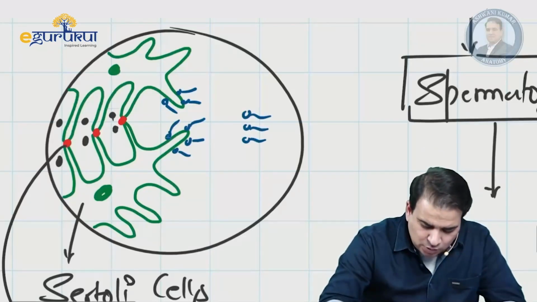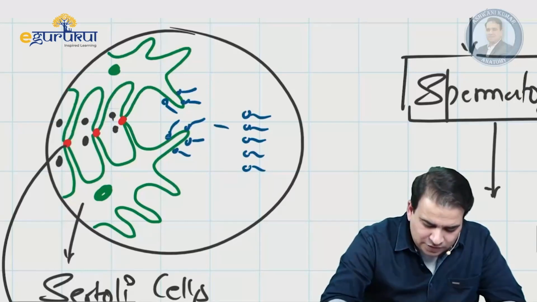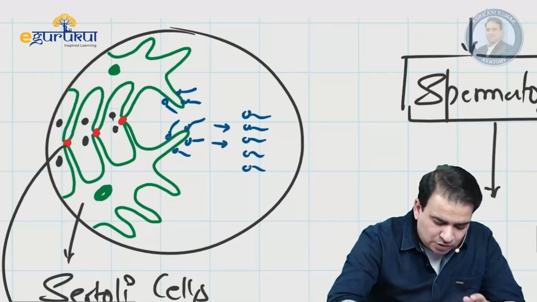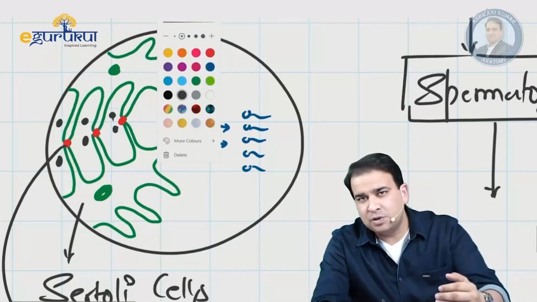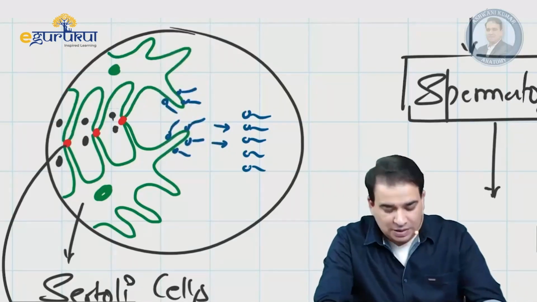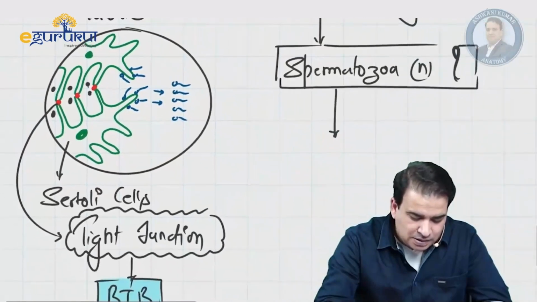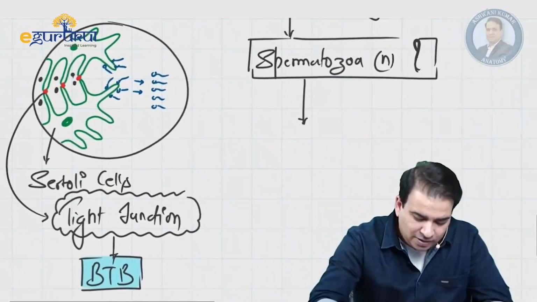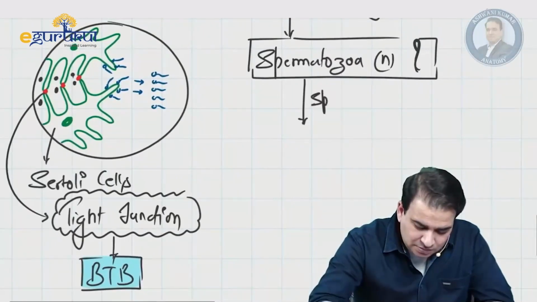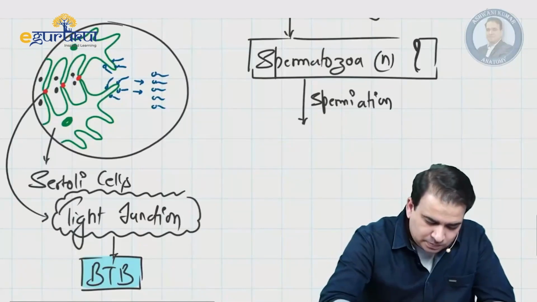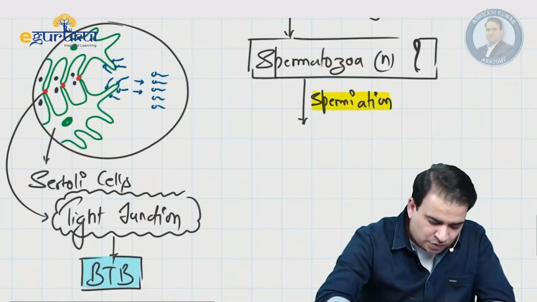And these spermatozoa, they are released in the lumen of the seminiferous tubule. This process of releasing of the spermatozoa in the lumen of seminiferous tubule is called as spermiation. That is the next thing I want to write here. Spermiation. That is spermiation. So what is spermiation?